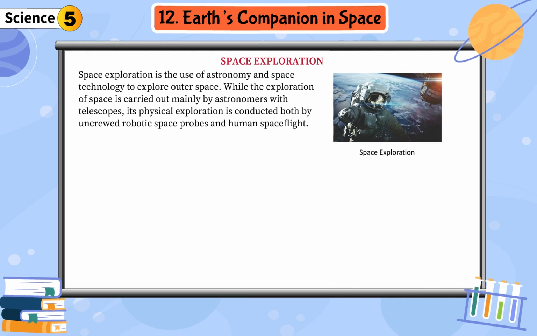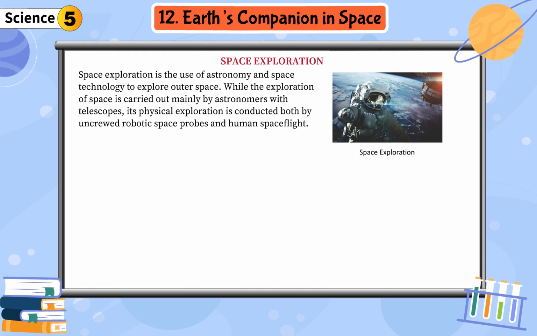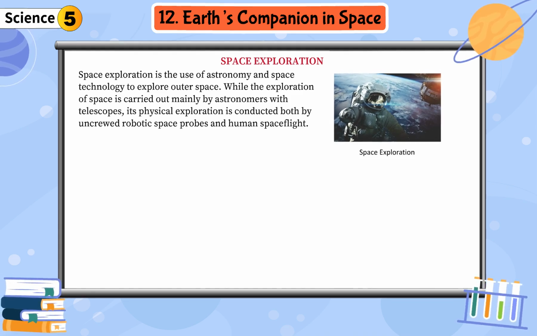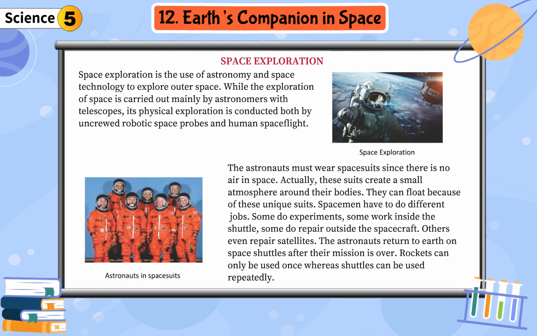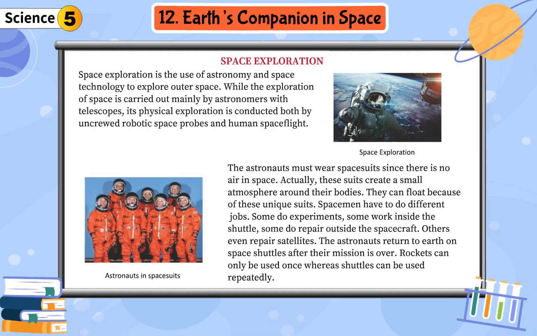Space exploration is the use of astronomy and space technology to explore outer space. While the exploration of space is carried out mainly by astronomers with telescopes, its physical exploration is conducted both by uncrewed robotic space probes and human spaceflight. The astronauts must wear spacesuits since there is no air in space. Actually, these suits create a small atmosphere around their bodies. They can float because of these unique suits.